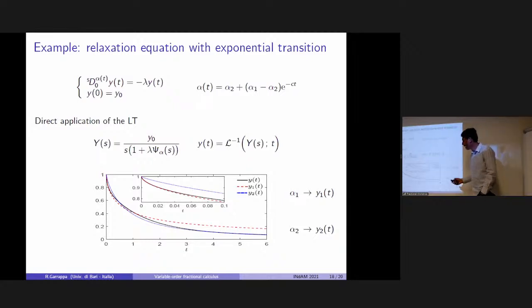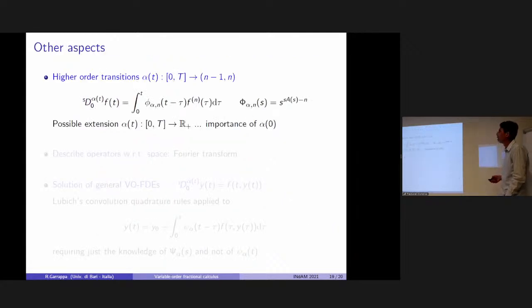Also, in this case, we have compared the solution obtained in this variable order framework with the solution that we would have obtained if we used the constant order alpha 1 and constant order alpha 2. Also, in this case, we can see the match in the initial phase with the constant order alpha 1 and in the final case with the constant order alpha 2. Okay, we can conclude by just showing some other aspects that we can consider.